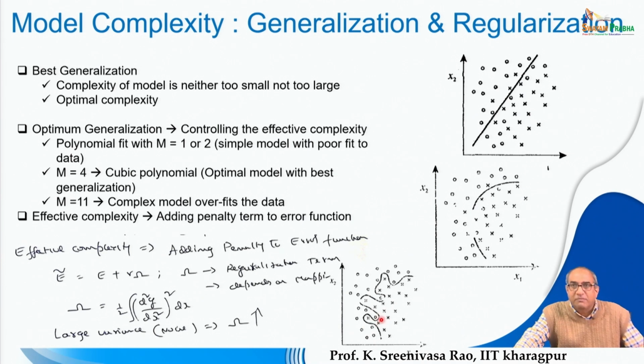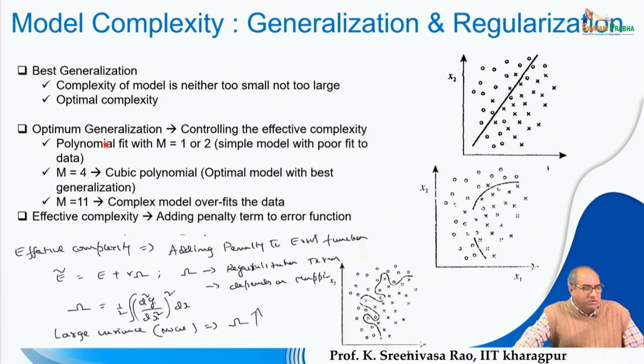But this is not desirable, because this is not the true behavior of the classes, or the discriminating surface between the classes. So that is what we have mentioned here. The optimal generalization is nothing but controlling the effective complexity. That means for a given system, we need to estimate the effective complexity. If the system is really complex, then you have to go for a higher order polynomial. If the system is not that complex, then you go for a simple model like a linear polynomial.